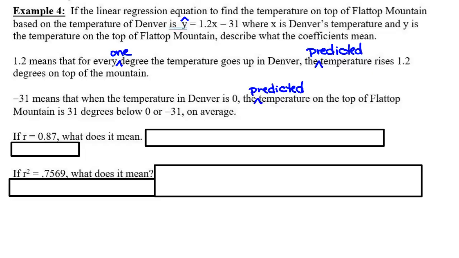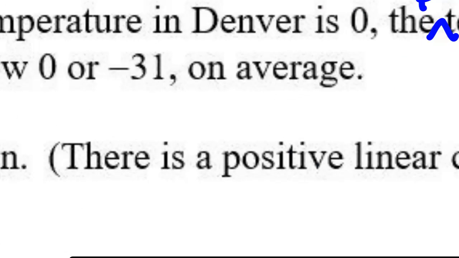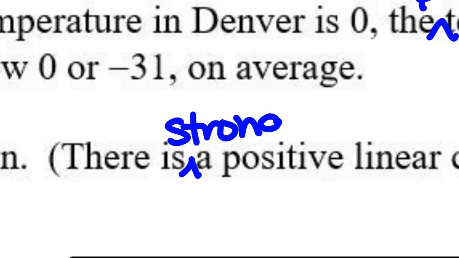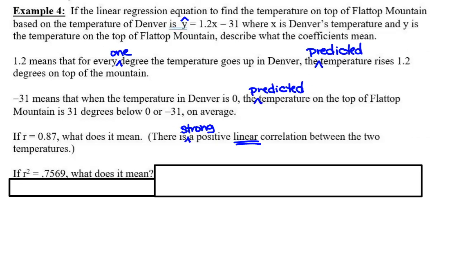What does it mean if r is 0.87? Strong and positive. That's what we can tell from r. There's a positive linear correlation between the two temperatures. I would even say strong positive linear correlation. I would make sure to get that word linear in there as well, because again, r tells us how well a line fits the data, not whether or not a line is the best, but how well a line fits.